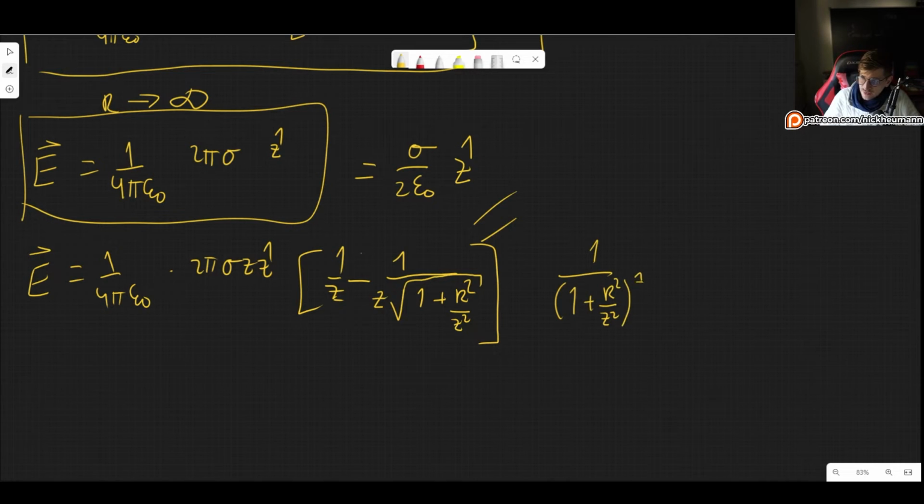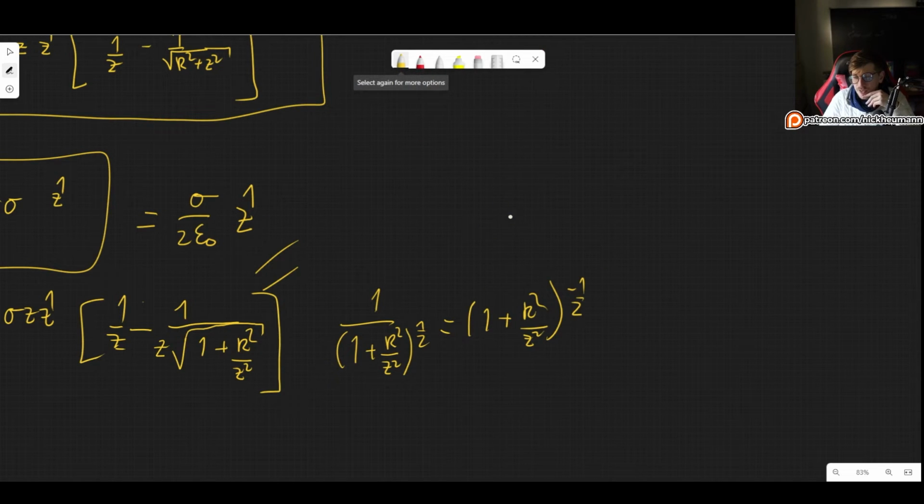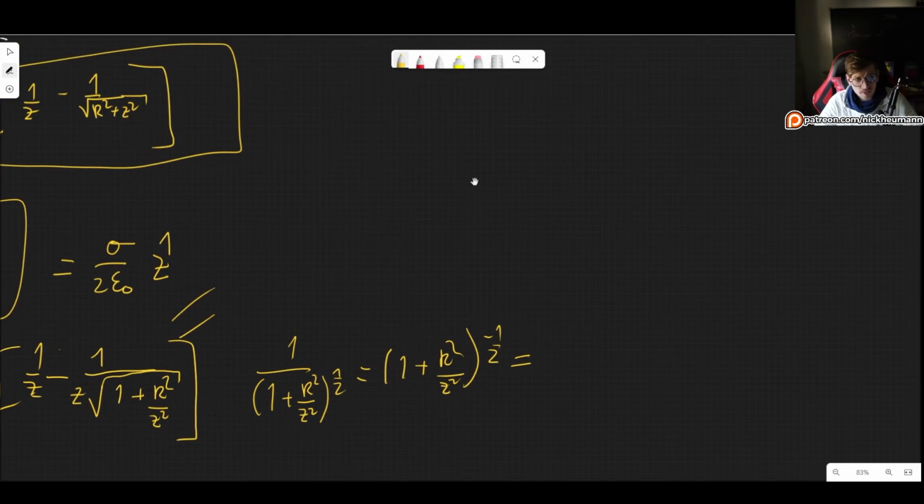This is to the 1/2. This is, of course, the same as 1 plus r squared divided by z squared to the minus 1/2. Right, so the binomial theorem, I do recommend that you check it out again if you haven't. So just as a quick reminder, what does the binomial theorem tell us? Well, we know from the binomial theorem that if we have 1 plus y to the nth power, this is simply the sum from some k equal to 0 to infinity of n over k, y to the k power.